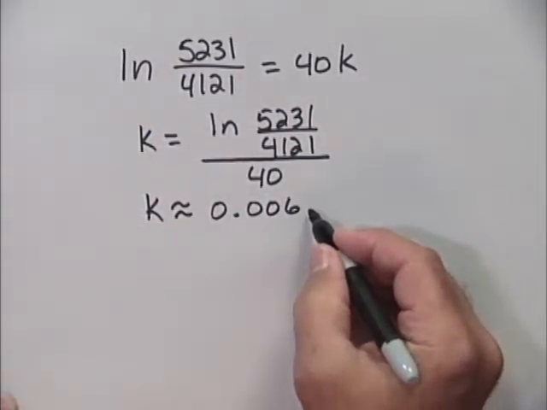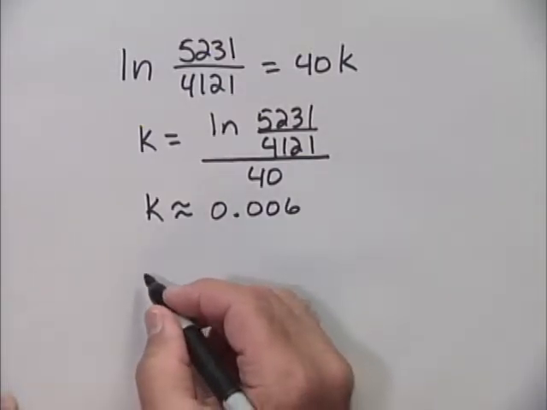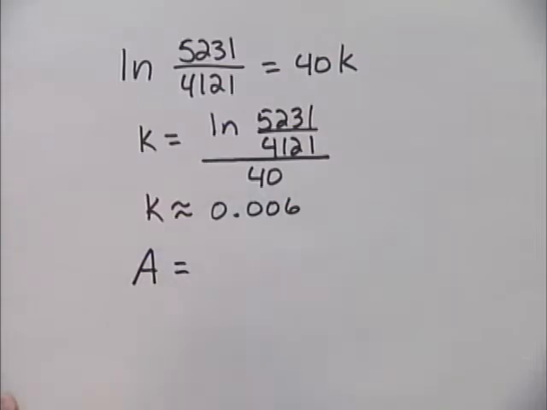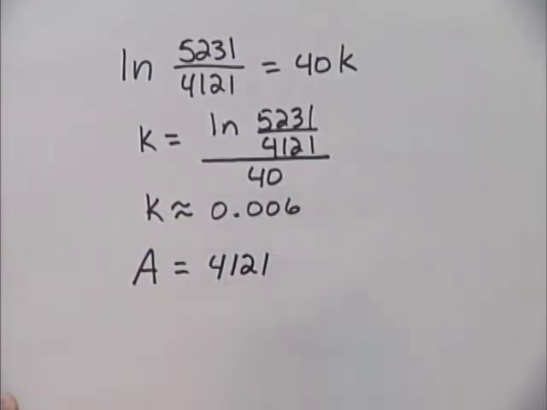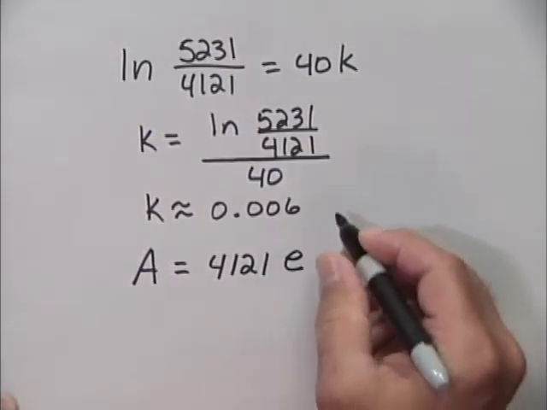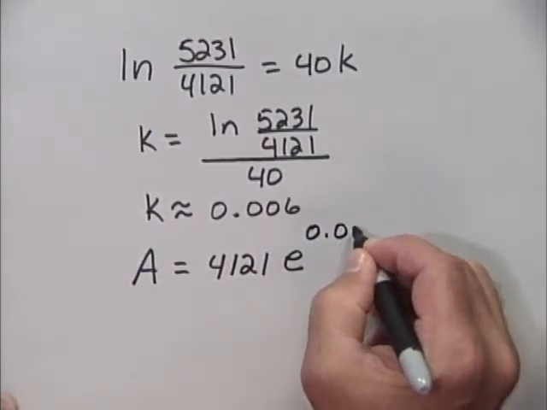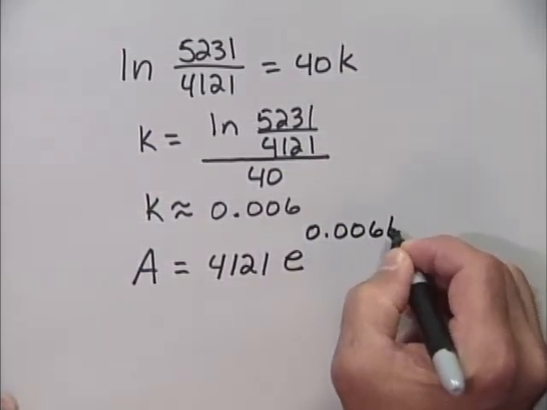We now substitute this value for k into the formula, and the model that we would have would be A is equal to 4,121 e to the 0.006 t.